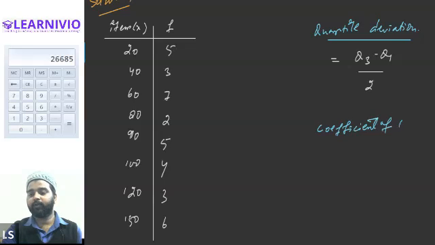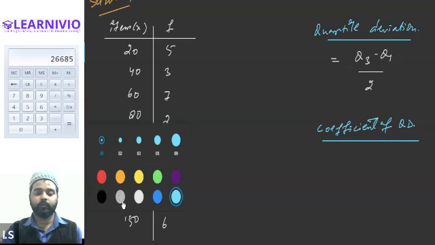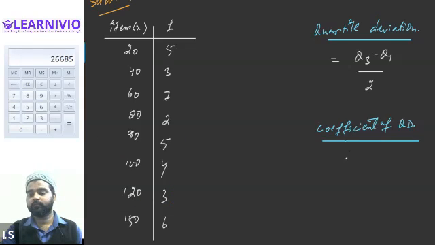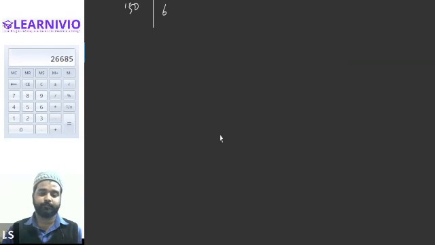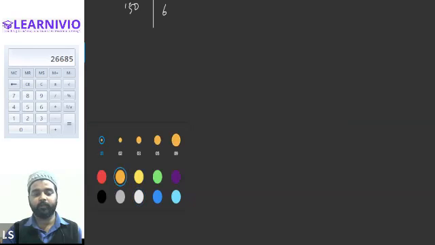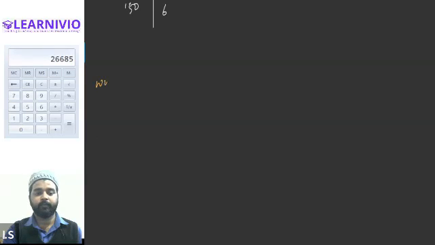Coefficient of quartile deviation. For calculating the coefficient, you have to apply this formula: Q3 minus Q1 divided by Q3 plus Q1. Right? Okay. Now, first of all, we have to calculate Q1 and Q3. Then we will apply them in the formula and calculate the value. So let's prepare a working note. So here I'll be preparing the working note.